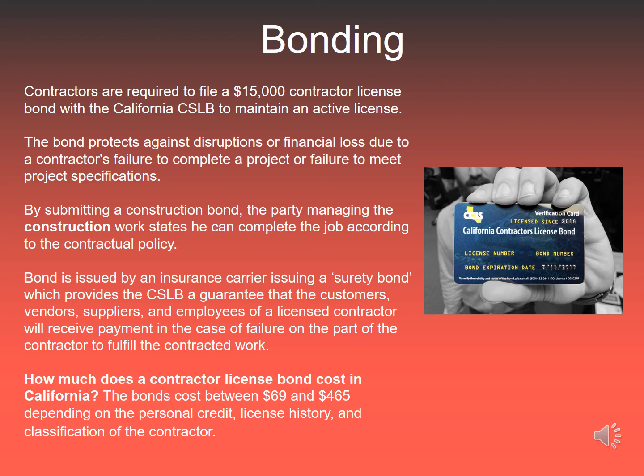The bonds cost between $69 and $465, depending on personal credit, license history, and classification of you, the contractor. And it's like insurance, it gives you $15,000 of coverage, which is fine, but that's the minimum. It's really not that much when it comes to bigger landscaping jobs. But you need that as a third step to get your license. And then you're pretty much good. Those 3 steps have been fulfilled, and you're ready to go. So we'll go back to now, how do you pass the exam?